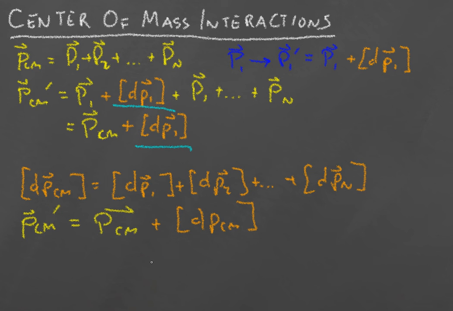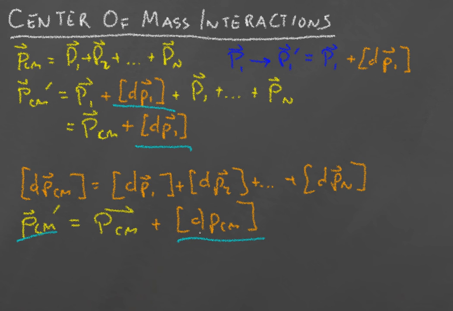So this becomes really convenient. Even if we interact with a single particle, since we're delivering that momentum to the system, we can say that the total center of mass has its momentum shifted by the exact same amount, no matter how many particles are involved in the interaction.